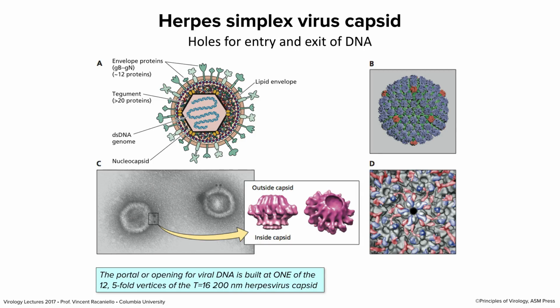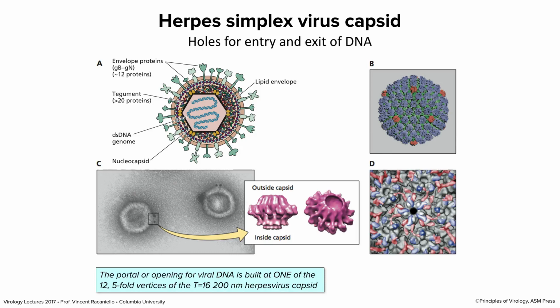But what's cool is that one of the five-fold axes is actually a portal, shown right here in panel D. It's a little hole. It's been modified. Just one of them is modified so DNA can come in when the virus is made and can come out when the virus is infecting a cell. This is actually an EM of the capsid showing you the portal here. And that's the cryo-EM structure of the portal itself. It's a lovely molecule. It's got motors built into it that help pull the DNA in or out.